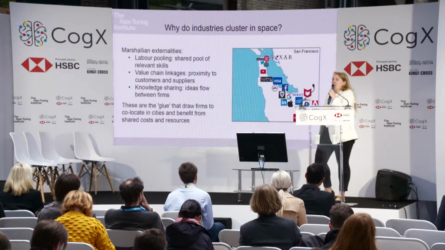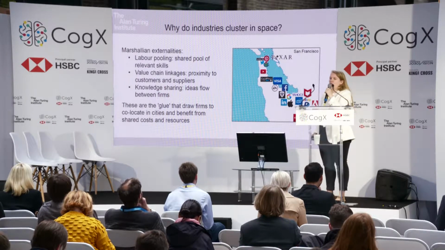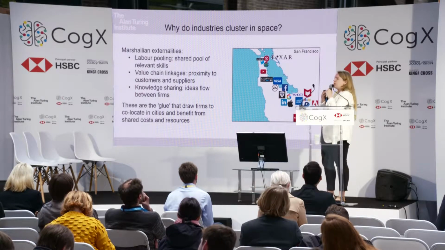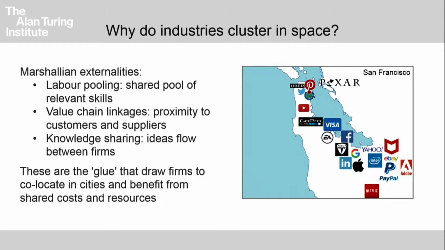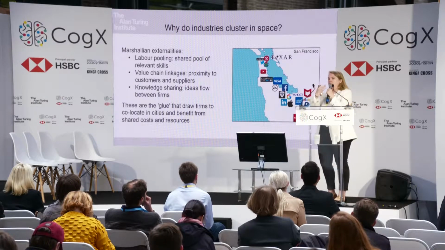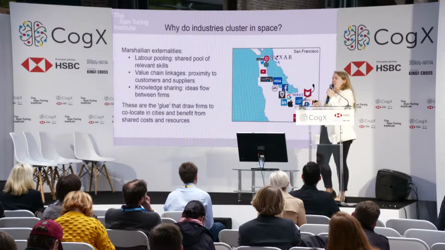The third externality is slightly trickier to quantify, but it is the idea that firms choose to co-locate in order to benefit from knowledge spillovers, that they want their employees to interact, and that the idea flow between industries generates these externalities. Here's a plot of some of the big tech firms in San Francisco who've clearly decided to locate in close proximity, probably to benefit from a very relevantly skilled labor pool, but also to benefit from this idea of there being ideas in the air, in the mist.